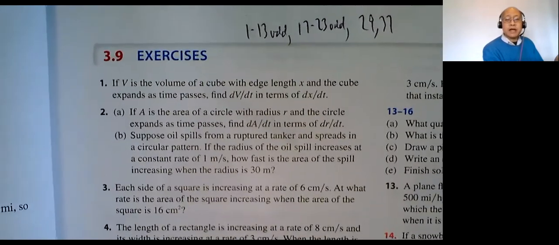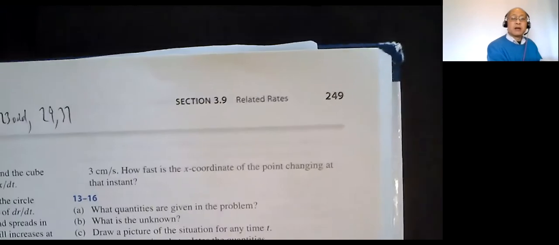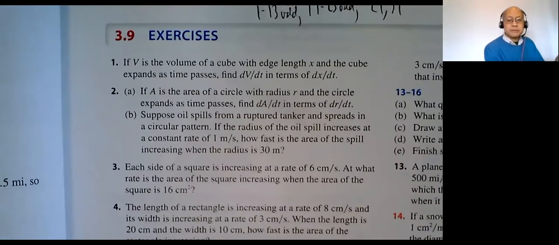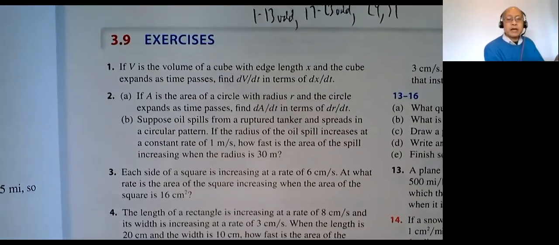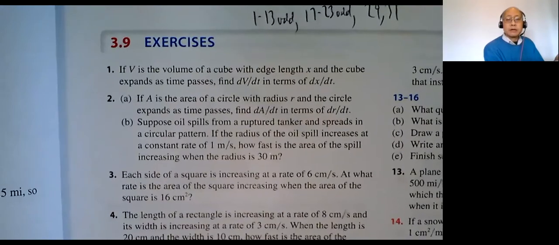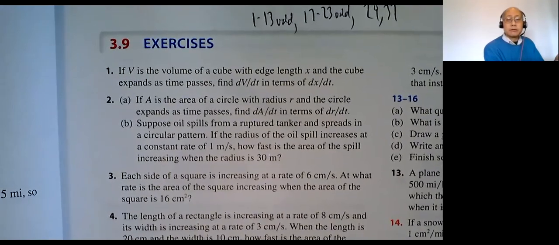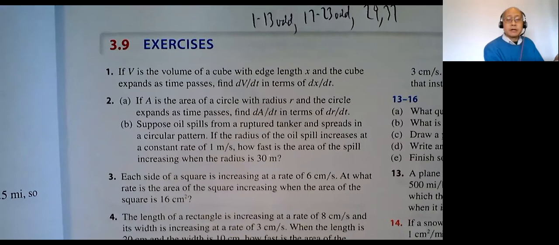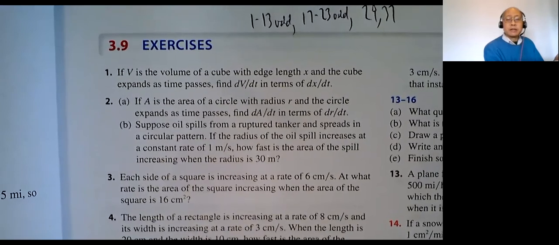I will assume everybody has it now. 2A on page 249. The formula is area is pi r squared. So differentiate there. dA dt is 2 pi r dr dt. So that's it.